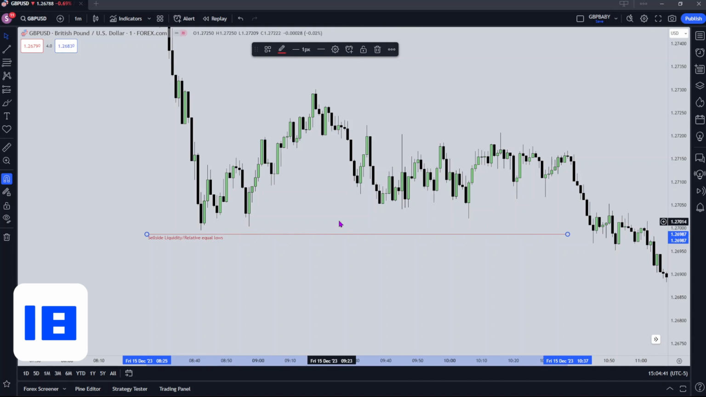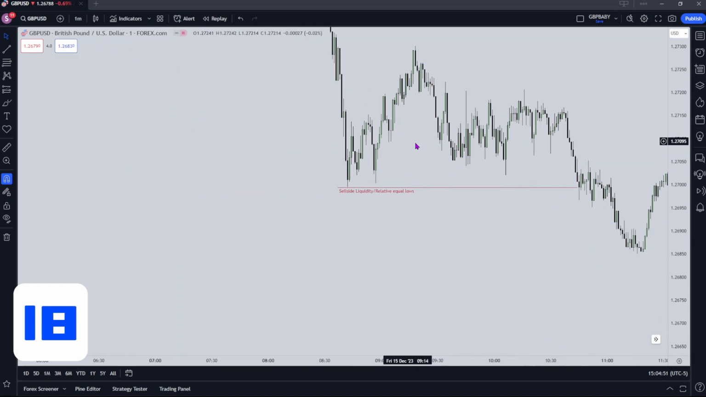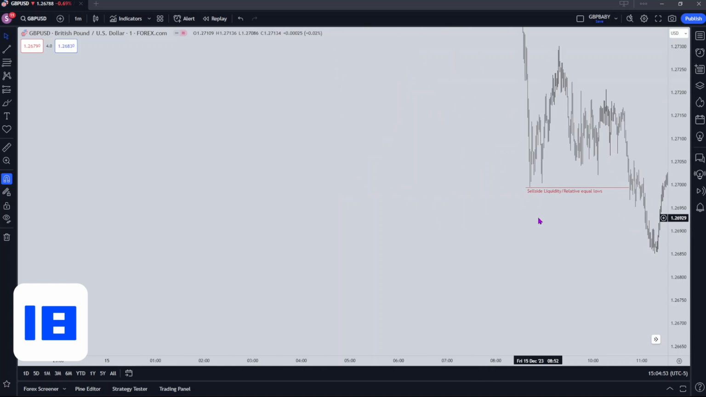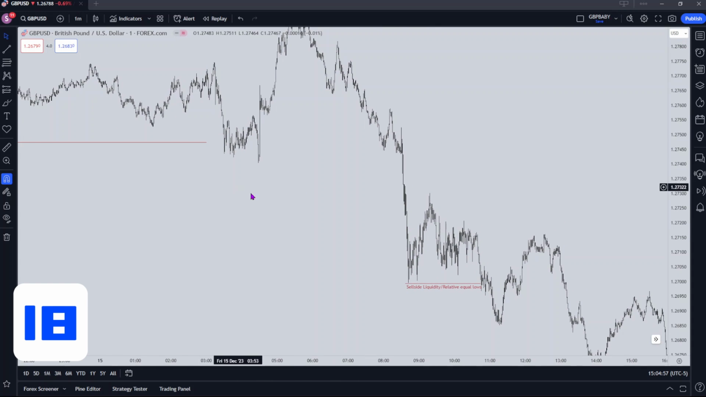These lows, 1, 2, 3, 4, all of these wicks are creating relative equal lows. It's not as clean as what we've seen, but regardless, price is still coming down and targeting them. Maybe that's more of a significant swing low, but we'll talk about that when we get to that stage of the video.